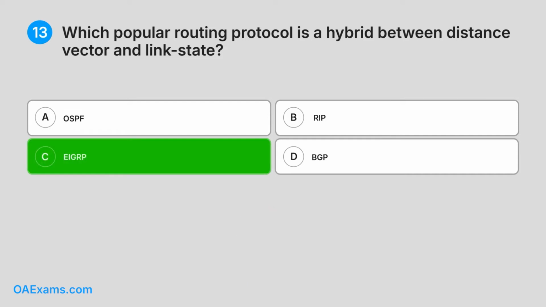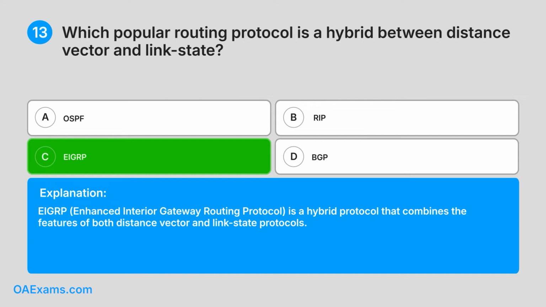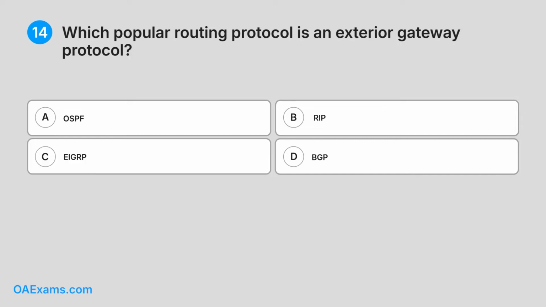Correct answer: C. EIGRP. Explanation: EIGRP, Enhanced Interior Gateway Routing Protocol, is a hybrid protocol that combines the features of both distance vector and link state protocols.